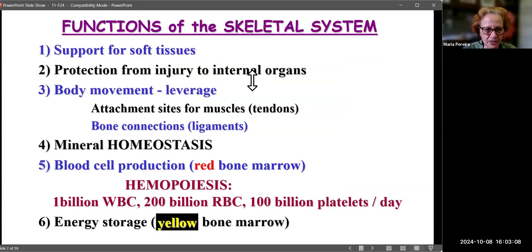So what are the functions of the skeletal system? Some are very obvious. It supports soft tissue. Just think about the cranium, how many bones it has and how strong it is, and its main function is to protect the brain. Also, the rib cage protects the lungs. So it protects internal organs from injury, and in the brain, it provides a very strong cage to prevent the soft tissue of the brain from being injured.